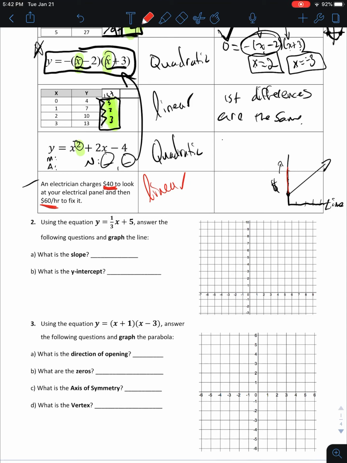All right, in this video, I'm going to move through questions 2 and 3 of your booklet 1. So, using the equation y equals 1/3 x plus 5, answer the following questions and graph the line, okay? What is the slope and what is the y-intercept?